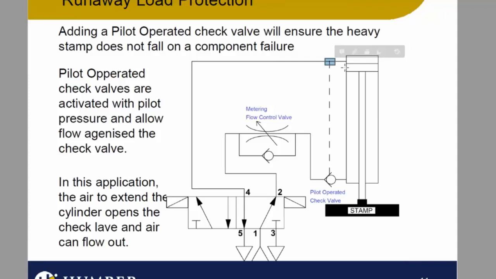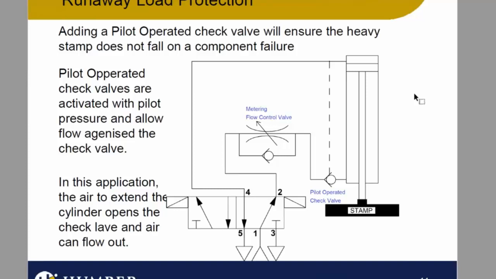It's going into the cylinder. It's also coming down here. It's opening this pilot valve, and now air can go out this way. Pretty cool. So if anything fails here, this thing is not going to move. The only way you can make this cylinder extend and the stamp come down is if there's pressurized air right here. It's pretty cool. So fail-safe design is used in runaway loads.